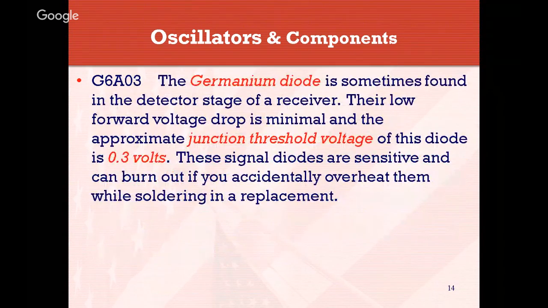The germanium diode is sometimes found in the detector stage of a receiver. Their low forward voltage drop is minimal, and the approximate junction threshold voltage of this diode is 0.3 volts. So these signal diodes are sensitive and can burn out if you accidentally overheat them while soldering them in a replacement scenario. Germanium diodes, and they're almost like a little glass one, I think, in some cases. But they have a junction threshold voltage of a mere 0.3 volts.